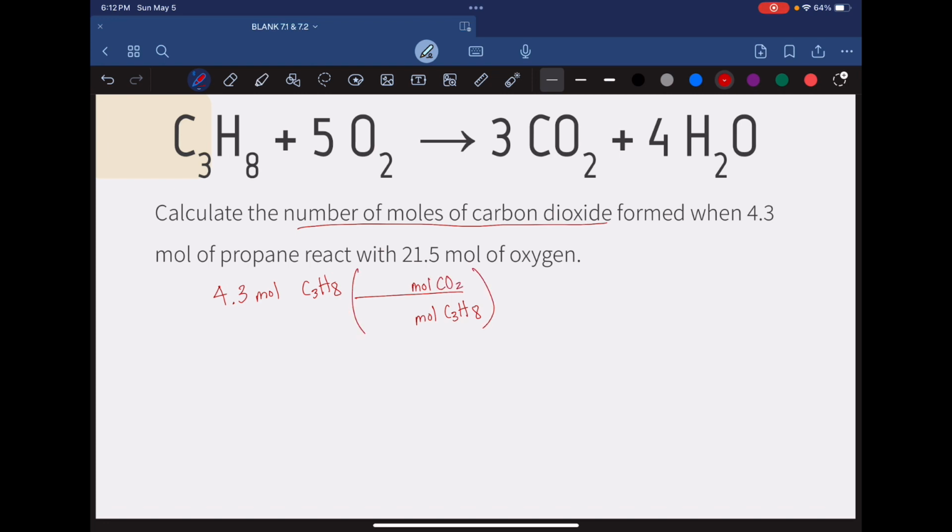The numbers that will go in here, the molar ratio, is from the balanced equation. So if there's no number, remember that's a 1. And I'm going to be looking at that 3 from CO2. My moles of propane will cancel, leaving me with moles of CO2. When I do 4.3 times 3 divided by 1, I'm going to get 12.9 moles of CO2.